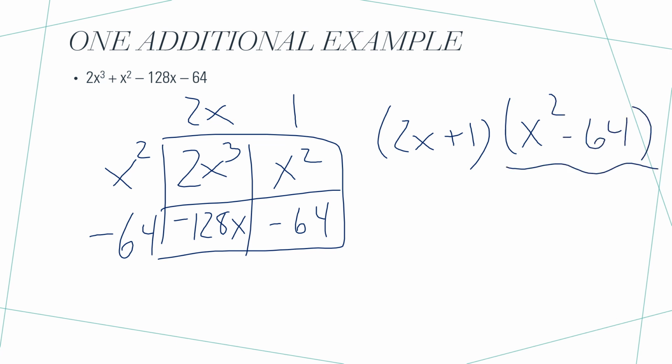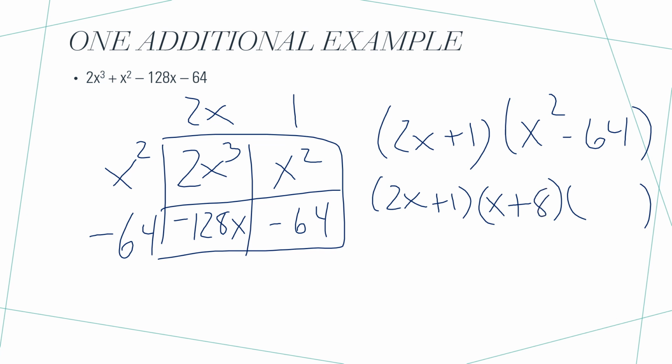Except that that is not finished being factored, because this time we actually have the difference of squares, which was on our Unit 3 test, and difference of squares factors into what are called conjugates. And so we would have a plus b and a minus b, so it would be x plus 8 and x minus 8, and you would get it completely factored that way.